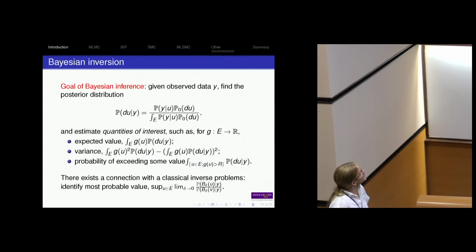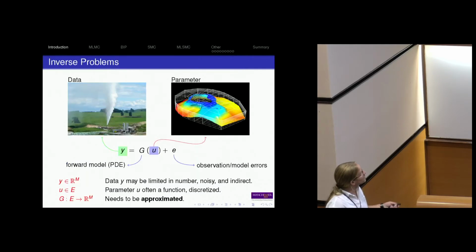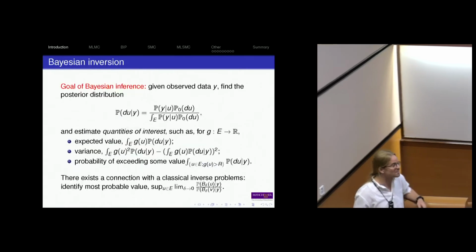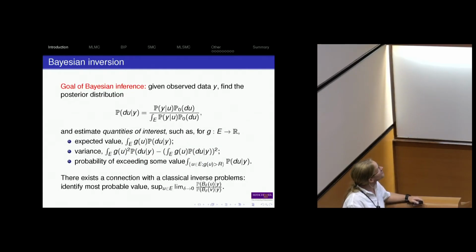All right, so this is sort of obvious, I guess, to everyone here. So what do we want to do? If we want to solve this inverse problem from a Bayesian perspective, then we want to find the posterior distribution, right? Ultimately, we want to compute quantities of interest given as expectations with respect to the posterior.